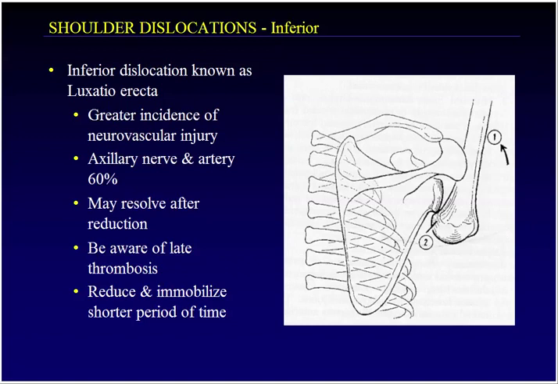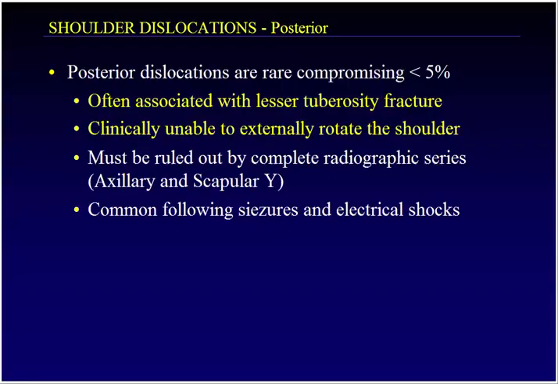So these patients do need to be followed serially with clinical exams after reduction of the shoulder, because even though they may have intact pulses after you reduce it, they can go on and develop thrombosis of the axillary artery. So you want to reduce them and immobilize them for a relatively short period of time, because these injuries are typically stable after reduction.